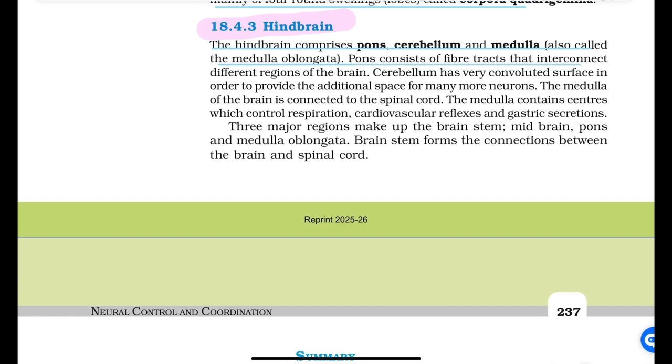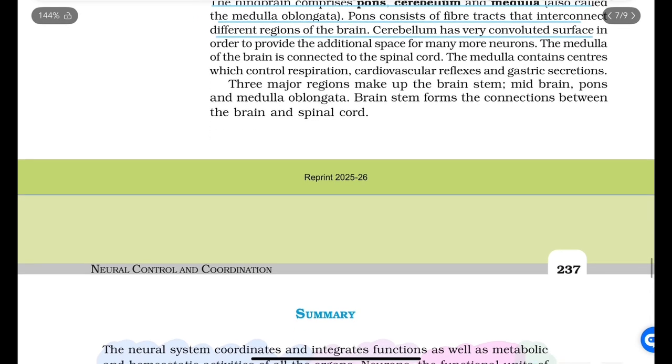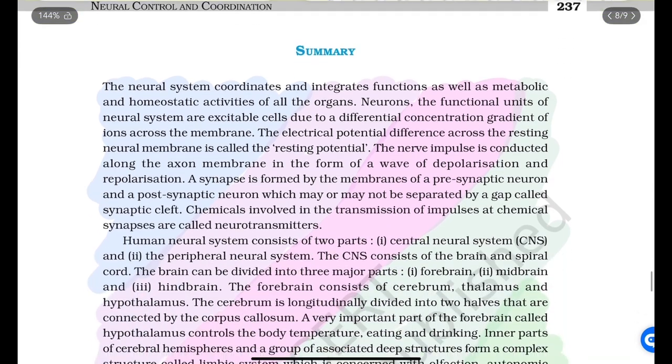Pons consists of fiber tracts that interconnect different regions of the brain. The cerebellum has a very convoluted surface in order to provide additional space for many more neurons. The medulla of the brain is connected to the spinal cord. The medulla contains centers which control respiration, cardiovascular reflexes, and gastric secretions. Three major regions make up the brain stem: midbrain, pons, and medulla oblongata. The brain stem forms the connection between the brain and spinal cord.